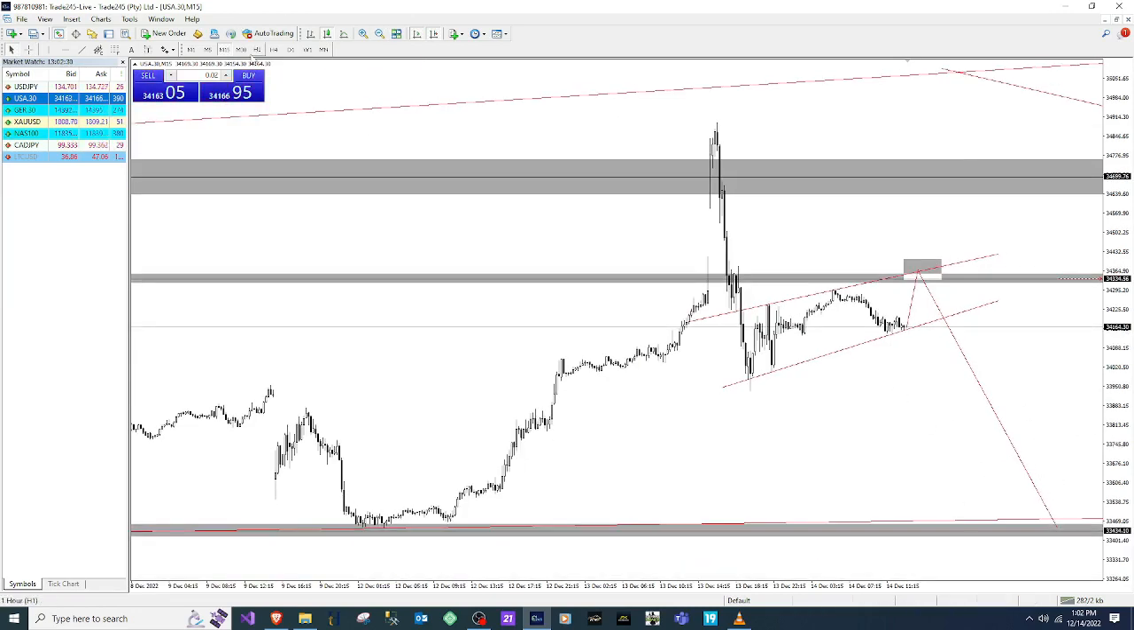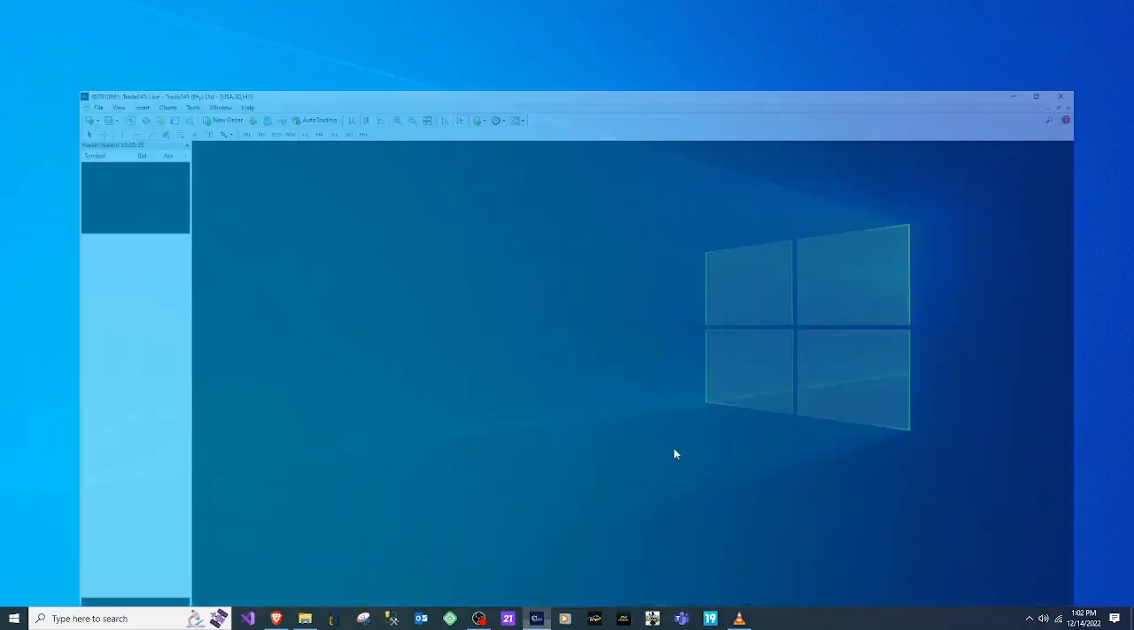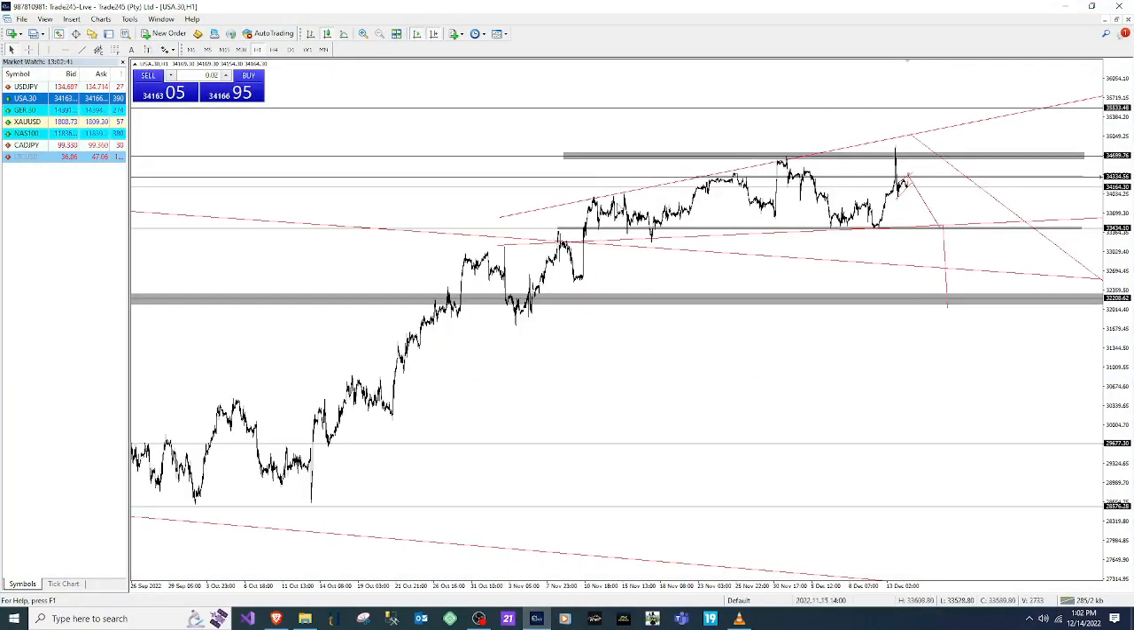The TP for this FOMC, I'm seeing it coming up to this zone, which is the triangle that I drew on the CPI news. So once it hits this, we're gonna be waiting for a breakout, guys. I don't think we'll be seeing a reversal when it comes here, because we touched this triangle a lot of times. So this is a very strong support here.